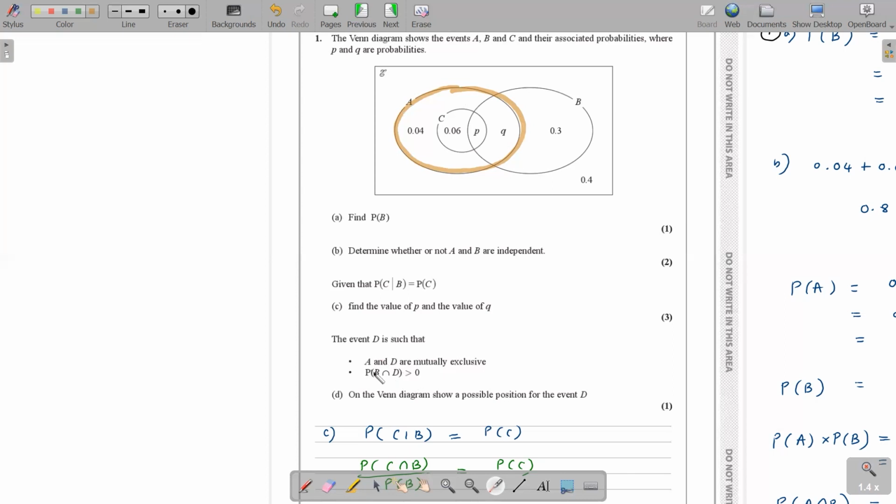But they say here A and D are mutually exclusive, meaning the circle A, and I'm going to draw another circle called D, and when I'm drawing my circle D, it should not in any way touch circle A. Do you understand? That's what it means by mutually exclusive.